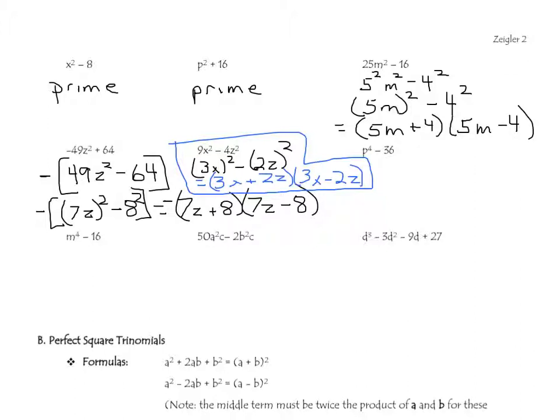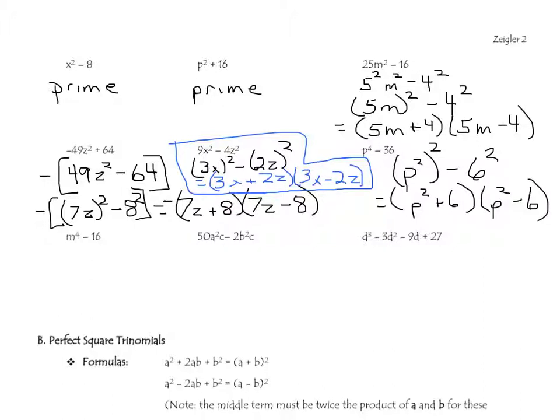Okay, and then in the next one we have p to the fourth. But what is p to the fourth? We want something squared. So if you divide the exponent by 2, you get p squared squared. To simplify p squared squared, you multiply the exponents and you get p to the fourth. So you can see that this is the same thing as this, but it gives us something squared, and that's what we're looking for. And then we have minus 6 squared. So this is going to equal p squared plus 6, because A is p squared, minus 6. And so that's going to be our final answer.